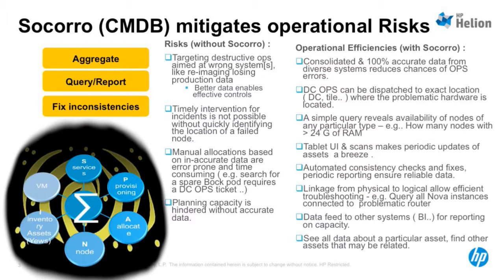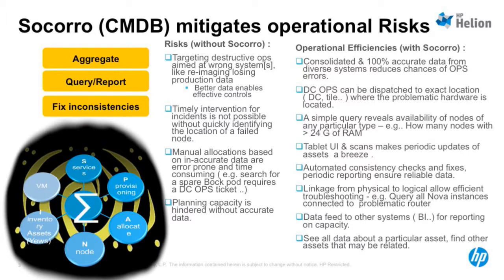And the linkage from the physical to the logical is the super important factor here, because it's possible then to do queries like, tell me all the Nova instances that are connected to this particular network router that just went down. So that is traversing from the logical Nova instances to the host info, and then finding out what network hardware is linked to it. So that is the power of this aggregation. Data feeds to other systems are potentially possible for additional reporting and other use cases.